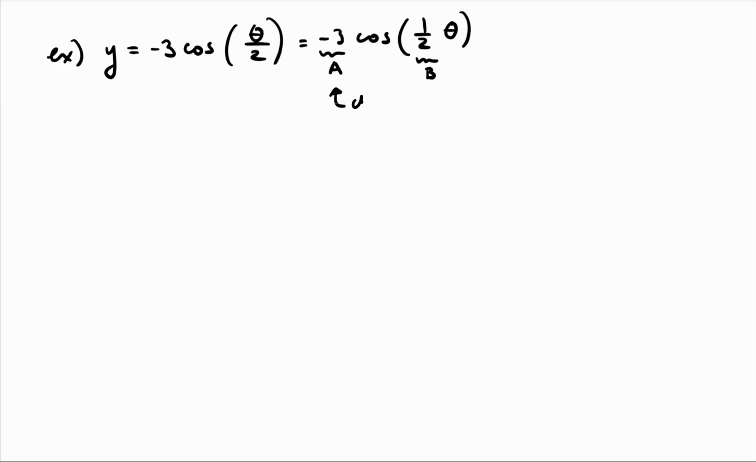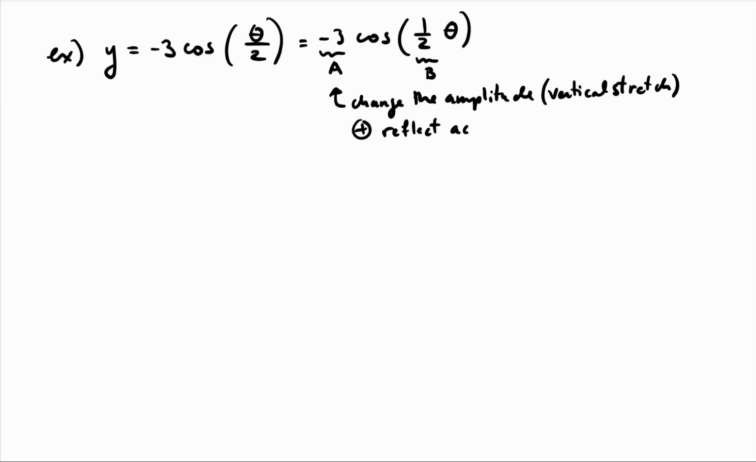So this will change the amplitude. Essentially it's going to be a vertical stretch. The minus sign will reflect the graph across the x-axis. Where this B here, that's going to be a horizontal change. So when it was 2, it was a compression. When it's a half, now it's a horizontal stretch.